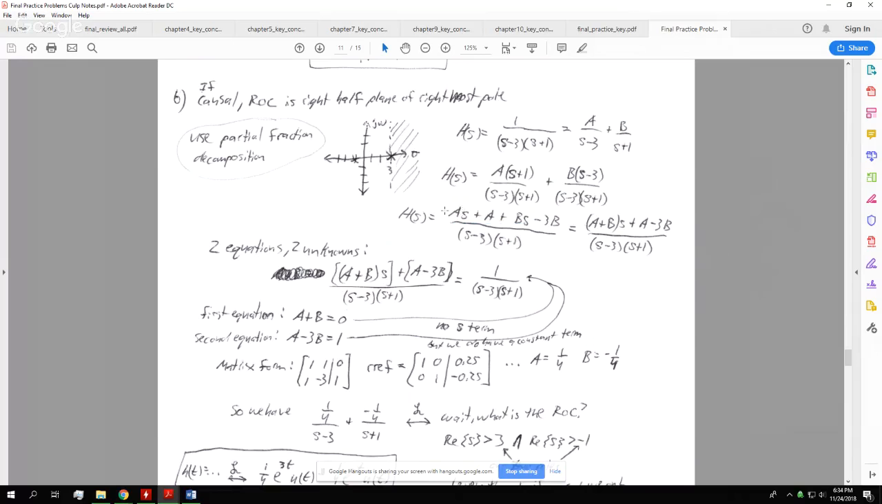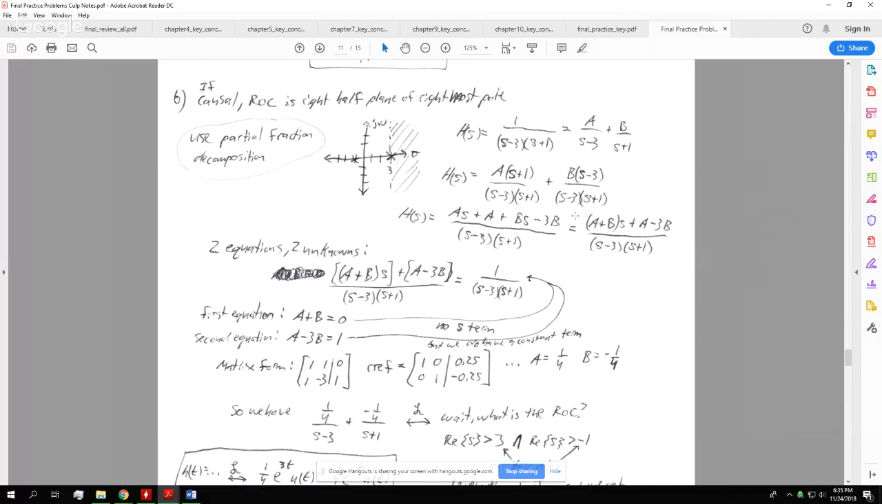So the next thing I do is group like terms. Of these 4 terms, I have 2 that are like each other, and 2 that are like the other 2. I have an AS and a BS, so those are like each other. And then I have an A and a -3B, those are like each other too. So I group them together: A plus B times S, and then A minus 3B.